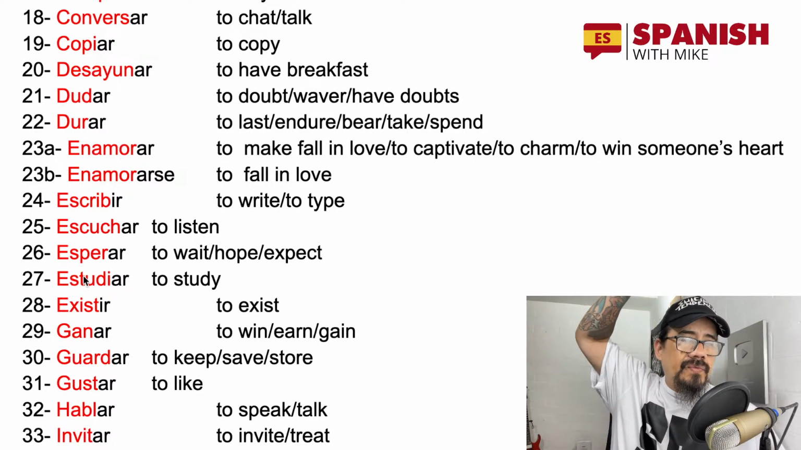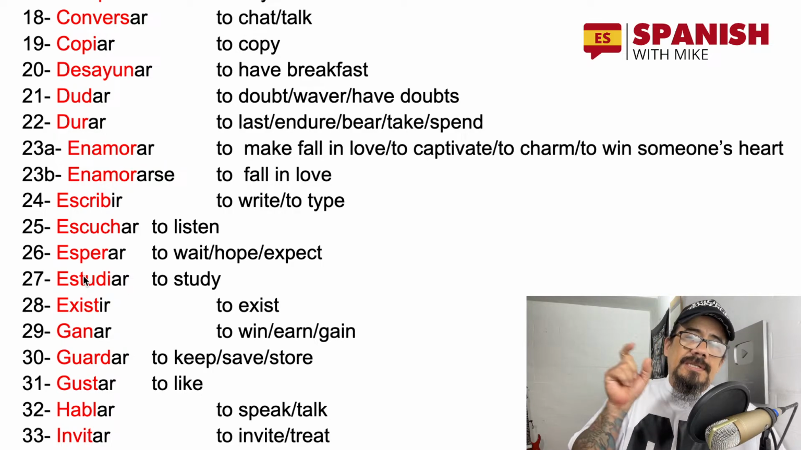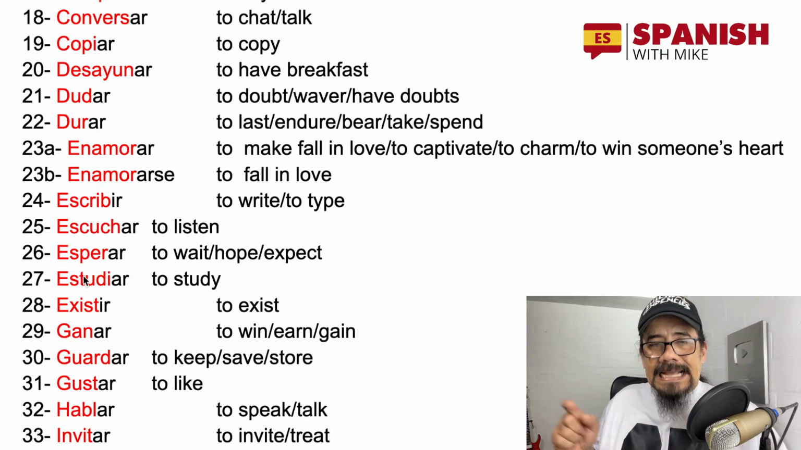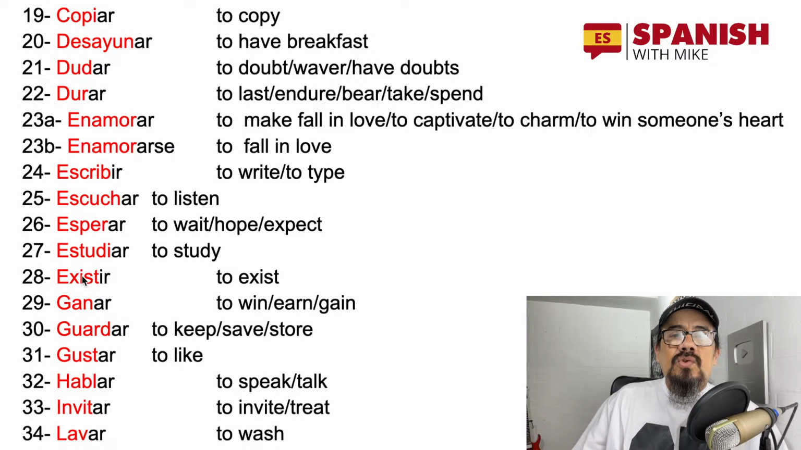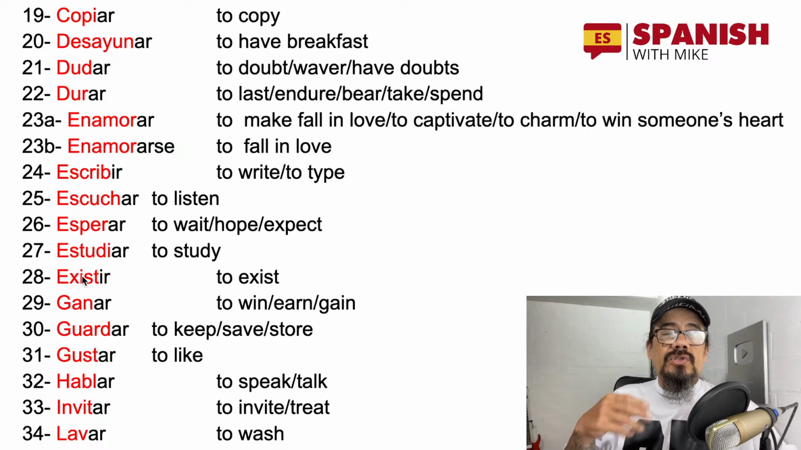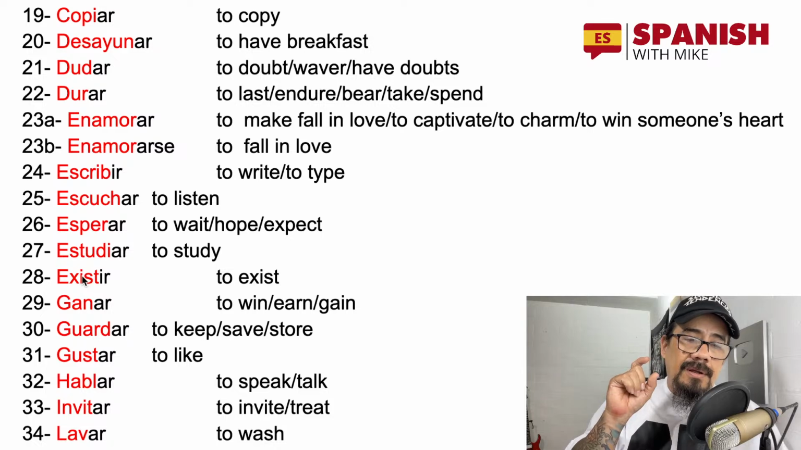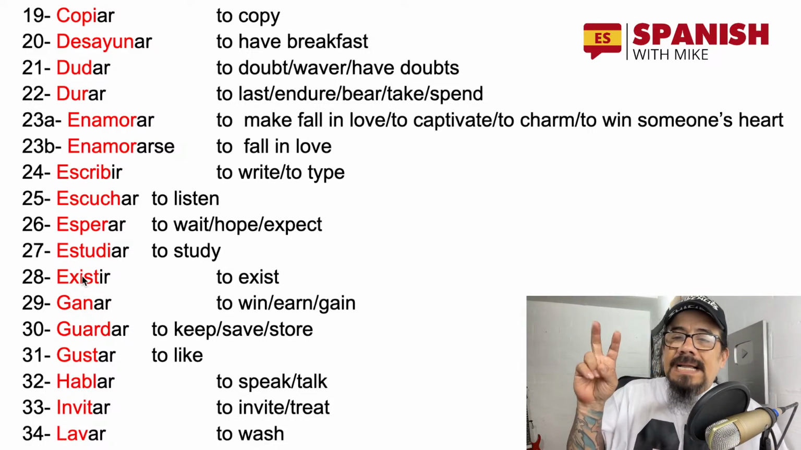Remember, we're not going through all the subjects because for all the subjects it's the same, just depending on whatever sentence or tense structure we are trying to use or practice. Copiar, copiando. Desayunar, number 20. Desayunar, desayunando. And remember, these are the rules for regular verbs. In the next class, we're going to study the rules for irregular verbs because there are some kind of rules for that.